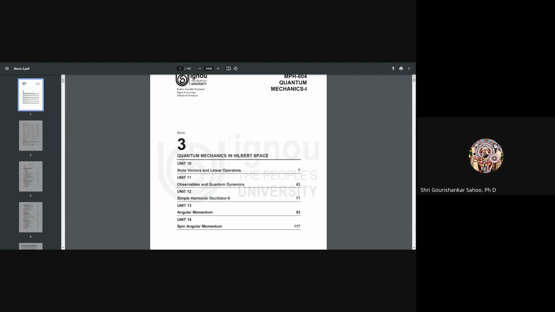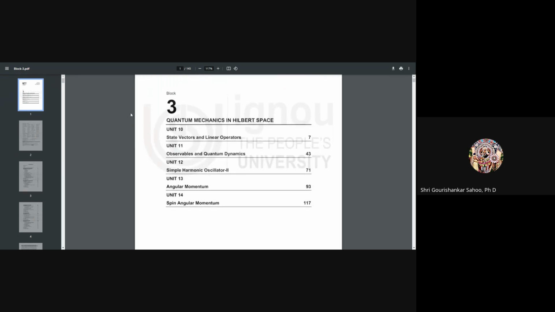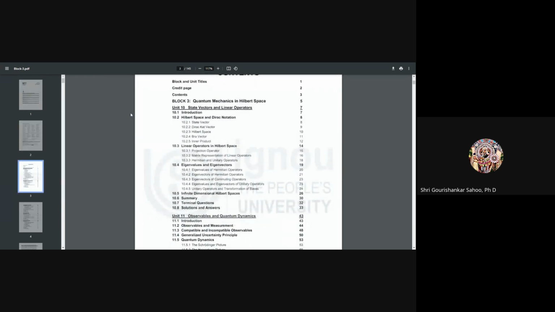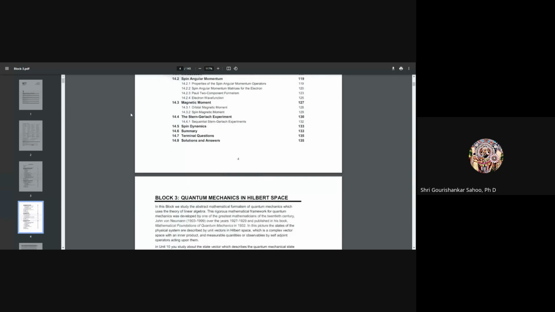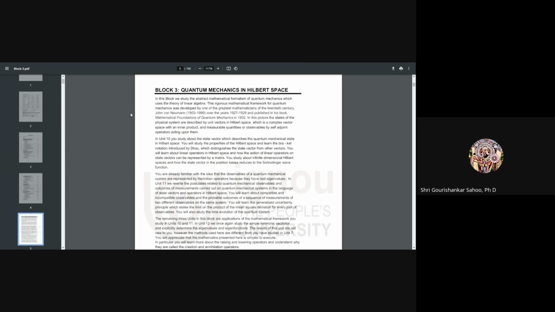So first is state vectors and linear operators. State vectors and linear operators, observables and quantum dynamics, simple harmonic oscillator, angular momentum, spin angular momentum, and these things. So this is unit 10, 11, 12, 13, 14. So quantum mechanics in Hilbert space.